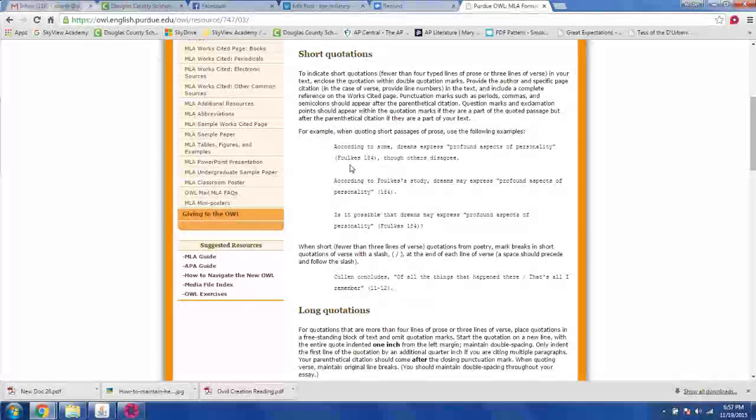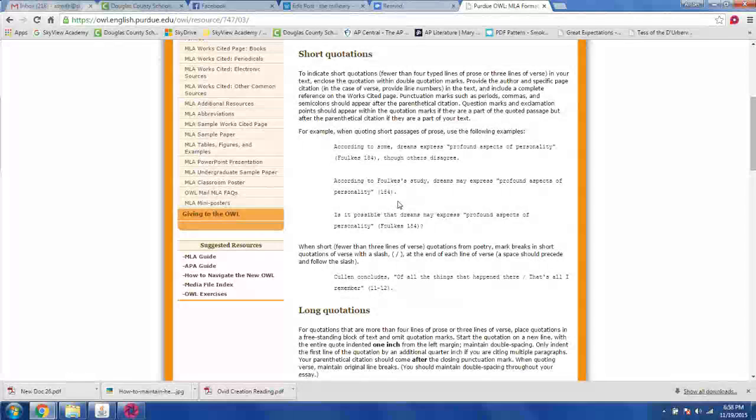Since you guys are all writing about the same story from the same book, the only citation you need is actually just the page number. So you actually don't even have to put Joyce in there. You can just put the page number, and that's fine. You'll see here that here's the page number like this. This is basically how you would do the citation.